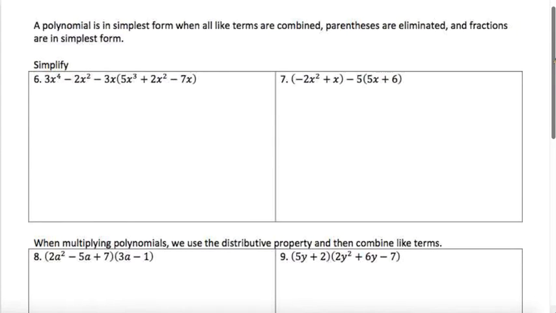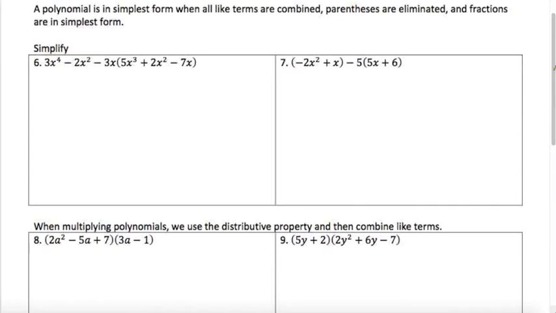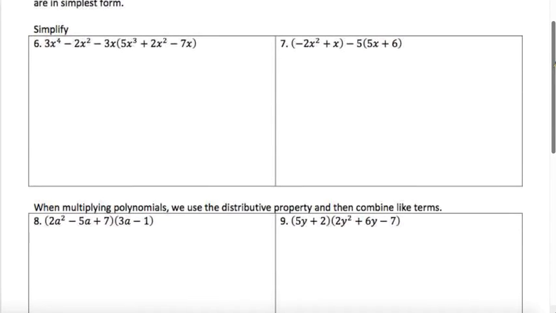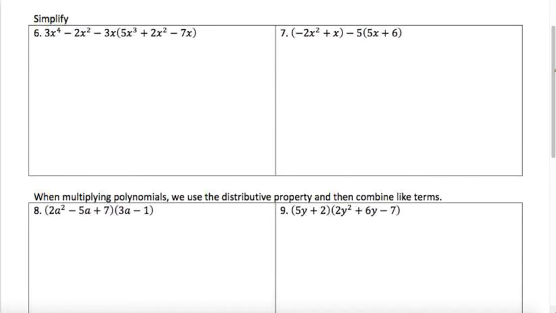The polynomial expression is in simplest form when all the like terms are combined, there's no parentheses, and we have simplified fractions. So this first example here, we cannot combine the 3x to the 4th and the 2x cubed. So the first step here is going to be to distribute this 3x because that eliminates parentheses for us.